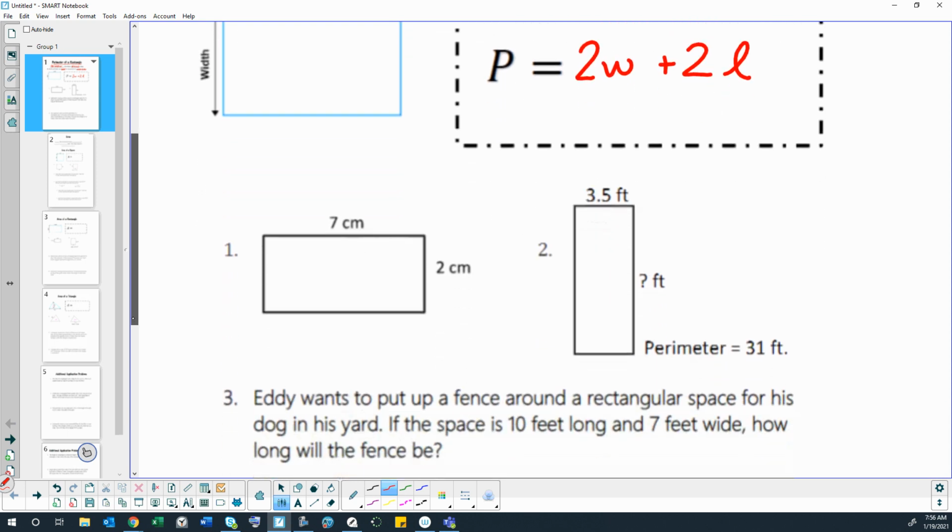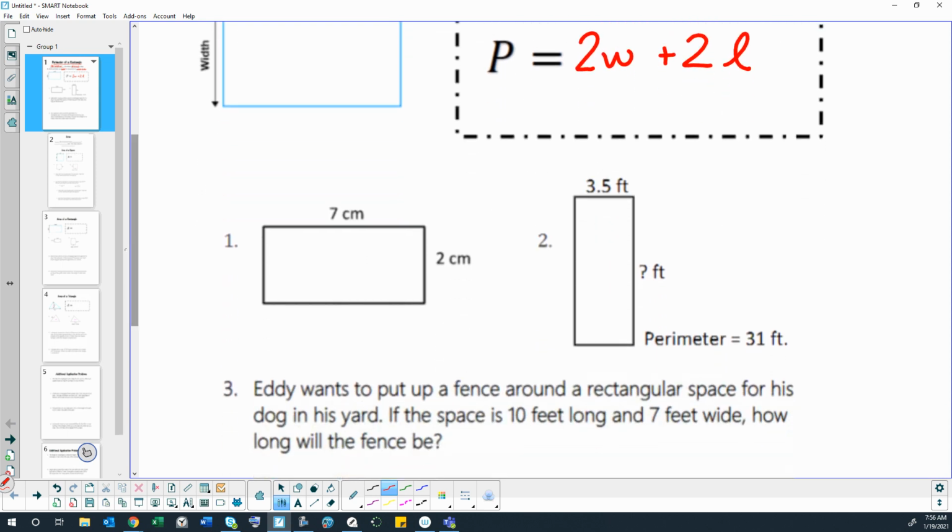All right, let's go through a couple of examples here. So this rectangle has a length of 7 and a width of 2. So what's the perimeter going to be?